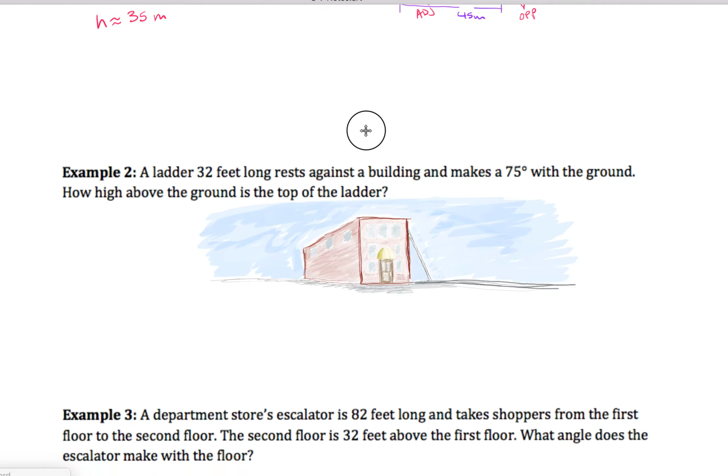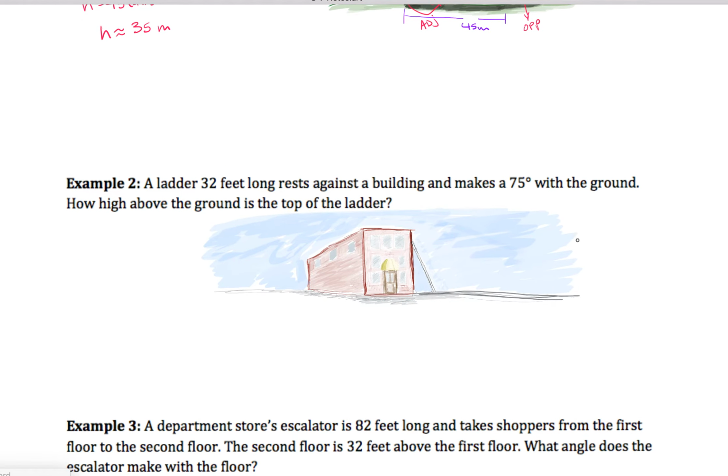It says a ladder 32 feet long rests against a building and makes a 75-degree angle with the ground. How high above the ground is the top of the ladder? So in my little sketch here, I know here's the ladder and here's the building. Again, I can assume that that building is making a right angle with the ground. I know that this ladder is 32 feet. And I know that the angle that the ladder makes with the ground is 75 degrees. And I want to know the height above the ground where the ladder makes contact with the building.